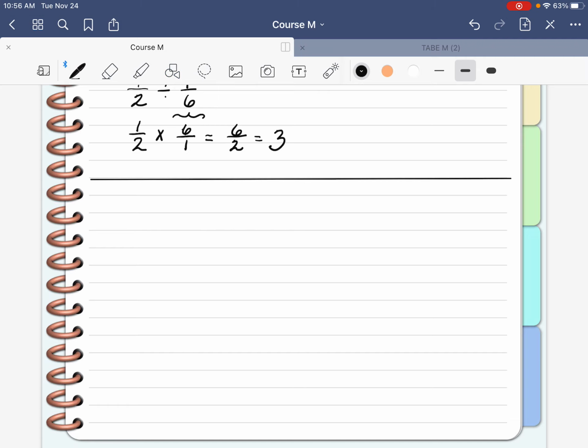Let's try 3/7 divided by 2/3. There are no mixed numbers or whole numbers, so I'm going to go directly to flipping the fraction that follows. Multiply, simplify. It's already simplified.